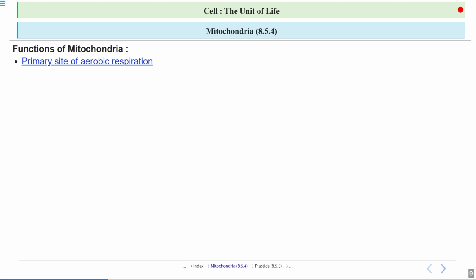It consists of all the enzymes which are involved in respiration, and these enzymes and proteins are present in the inner membrane of the mitochondria. It is involved in ATP production. That's why it is called the powerhouse of the cell. So a question can come here: which organelle is the powerhouse of the cell? The answer will be mitochondria. Mitochondria is the powerhouse of the cell.